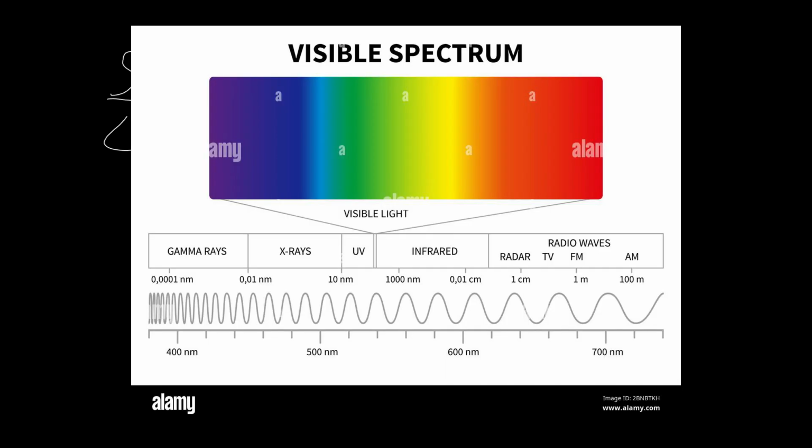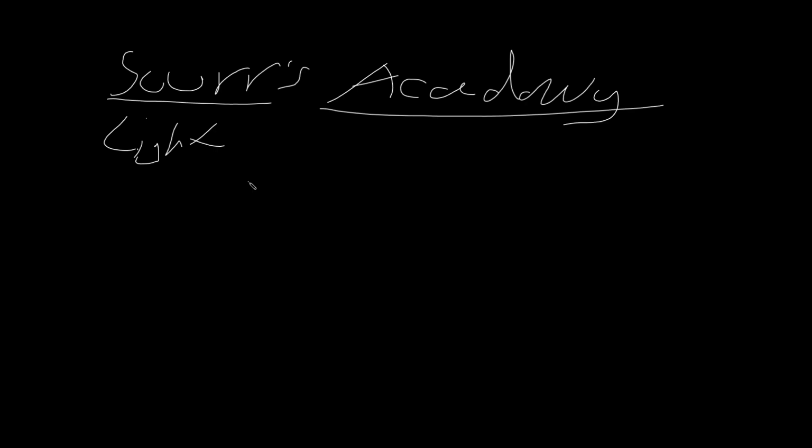Well, light is the perceived electromagnetic radiation that we view in all forms of colors. Visible light is in between the wavelength distance of 380 nanometers and 700 nanometers.